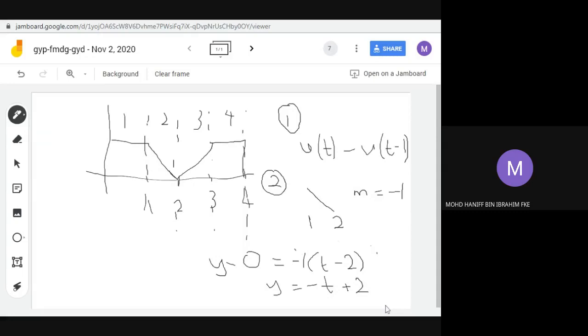But if we base on this equation, it will extend from negative infinity to positive infinity. But our interest is only in this region, between 1 and 2. So what we have to do is write this straight line equation, negative t plus 2, and multiply it with the step functions from 1 to 2, which is u(t minus 1) minus u(t minus 2). Okay, that should be the case.